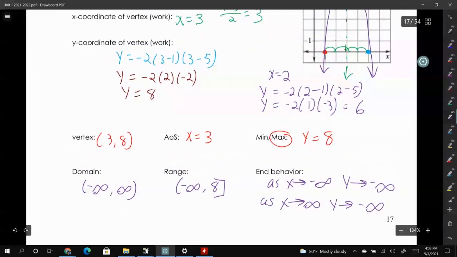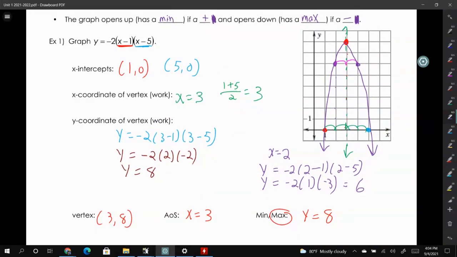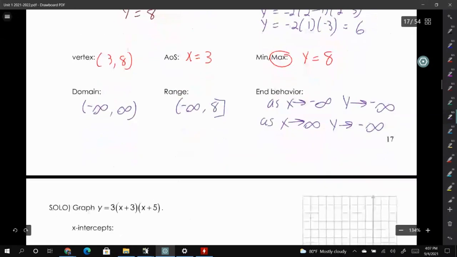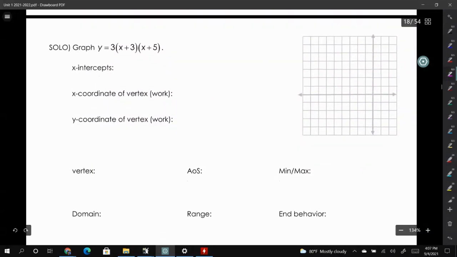So graphing in intercept form is not as difficult as vertex form. There's not as much math as you're doing, but you do need to make sure you have 5 points. Now, on the next page here, we're going to graph this one. Your x-intercepts are negative 3, comma 0, because it's the opposite, and negative 5, comma 0.